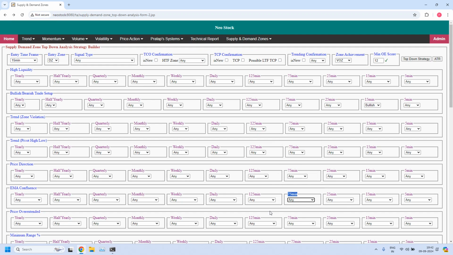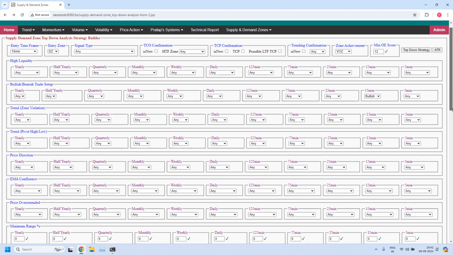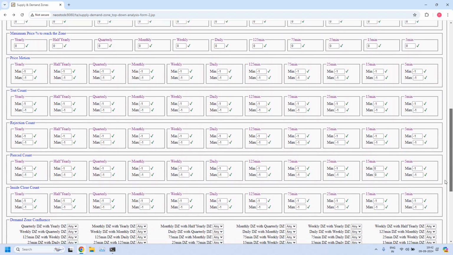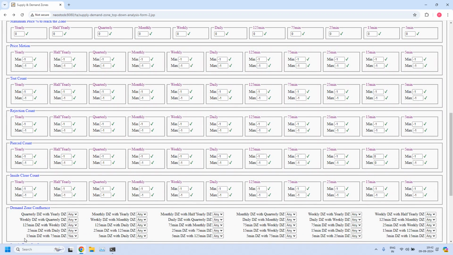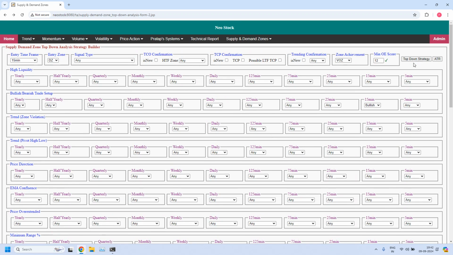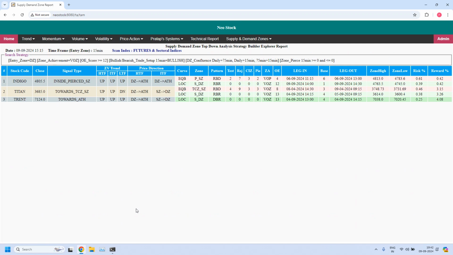I'm removing the EMA confluence filter. In the demand zone LTF, ITF, HTF, LTF and ITF are already enabled, 15 minutes and 75. Next, 15 minutes and daily zone confluence I'm enabling, and also 75 and daily I'm enabling. With all the 3 filters, we got 3 stocks.